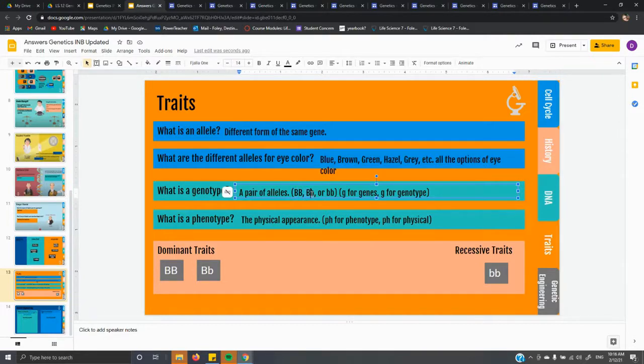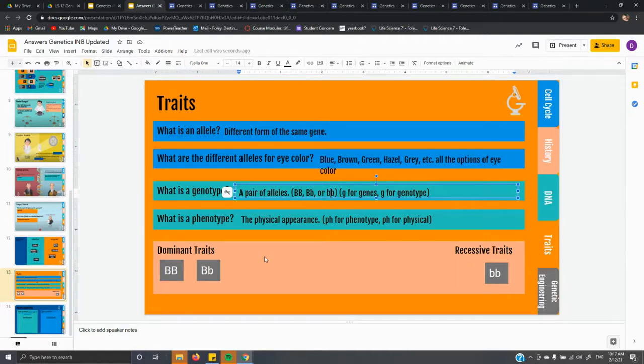Now, let's say that you got capital B here from your mom and lowercase b here from your dad. So that means that more than likely your mom has brown hair and your dad has blonde hair. Naturally occurring blonde hair. Okay? So let's think of it that way. And you're going to have brown hair because you have a capital B and you have a lowercase b. Now, if we're looking at the lowercase b, chances are your mom has blonde hair and your dad has blonde hair. And so you're going to have blonde hair.